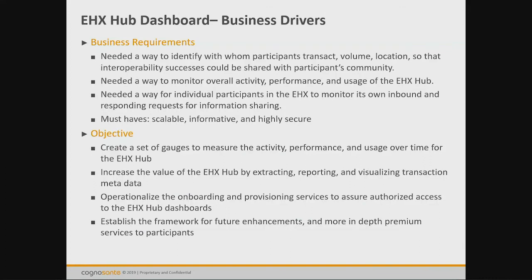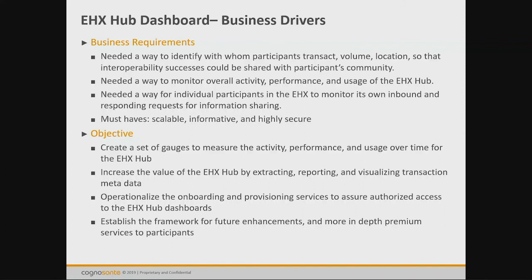In terms of some of the business drivers that went into this, it was pretty clear, and as you'll see as we go through this, as Eric was mentioning, there was quite a need to see, as a participant, what is your transaction activity, what is the volume, who are you trading with, could we identify locations within the participant's community, and how could we monitor the overall activity and the performance, so that you, as participants in the eHealth Exchange, could look at key business drivers that might affect your business, and for planning, as well as outreach to maybe participants that you might not otherwise be exchanging information with today.